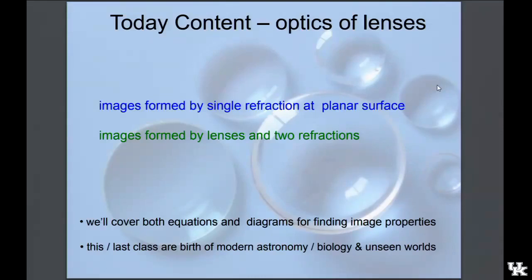As I mentioned before, the use of lenses and the use of mirrors to make images of objects was literally the birth of modern biology. It's how microscopes got built. It was the birth of modern astronomy. It's how telescopes got built. So what we did last class with mirrors, what we do in today's class with lenses, opened up these new unseen worlds and led to modern astronomy and biology.